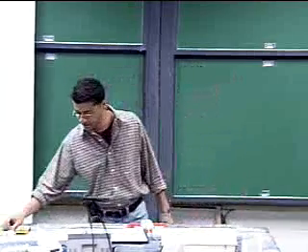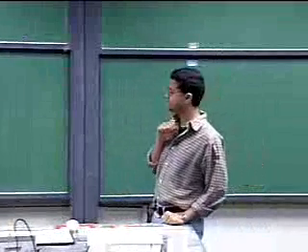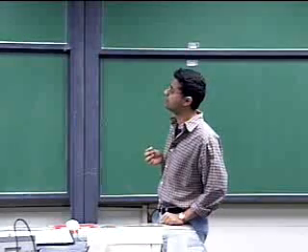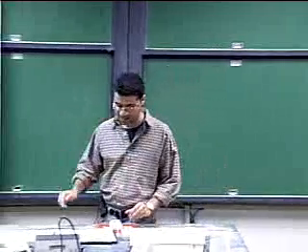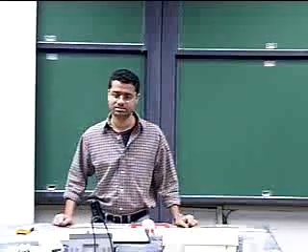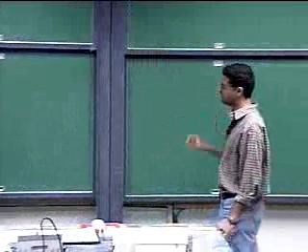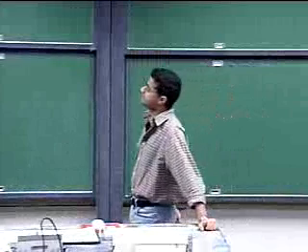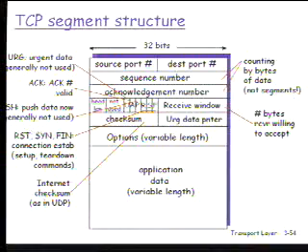So, in today's lecture, we'll finish up the TCP connection management principles, and then we'll look at how flow control and congestion control is implemented in TCP. Before we start doing that, let's just take a look at the TCP segment structure again, and that will tell us how the different fields are used and how they are exploited.